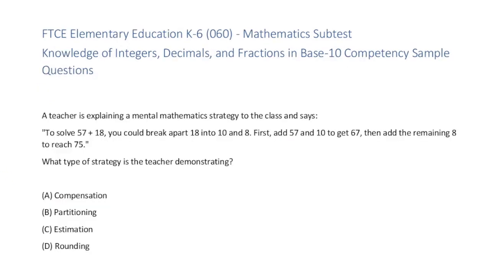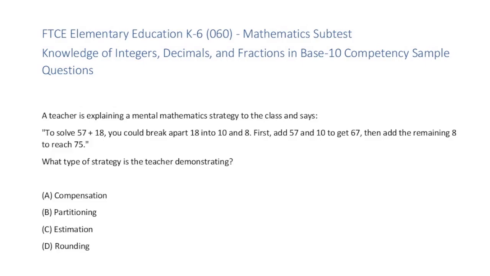A teacher is explaining a mental mathematics strategy to the class and says, to solve 57 plus 18, you could break apart 18 into 10 and 8 first, add 57 and 10 to get 67, then add the remaining 8 to reach 75. What type of strategy is this teacher demonstrating? A, compensation, B, partitioning, C, estimation, or D, rounding.